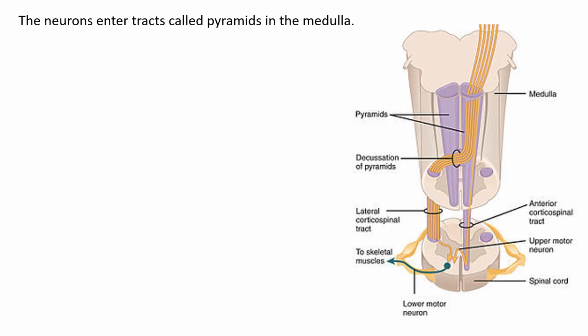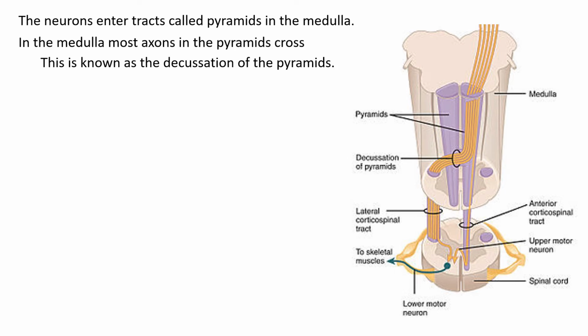In the medulla, these motor neurons enter tracts. These tracts are called pyramids. Don't ask me why. Now, in the medulla, most of the axons in these pyramids will cross over to the other side, to the contralateral side. And this is called the decussation of the pyramids. Decussation just means crossing over.